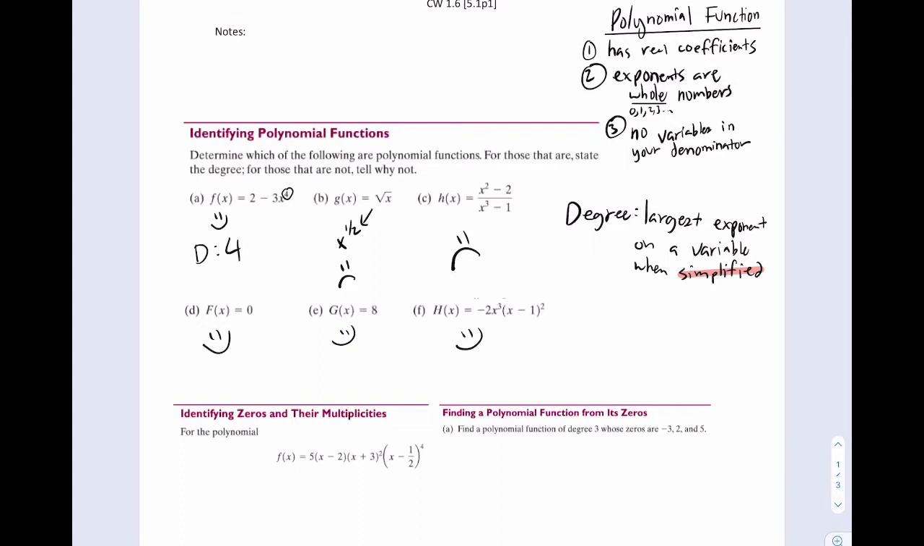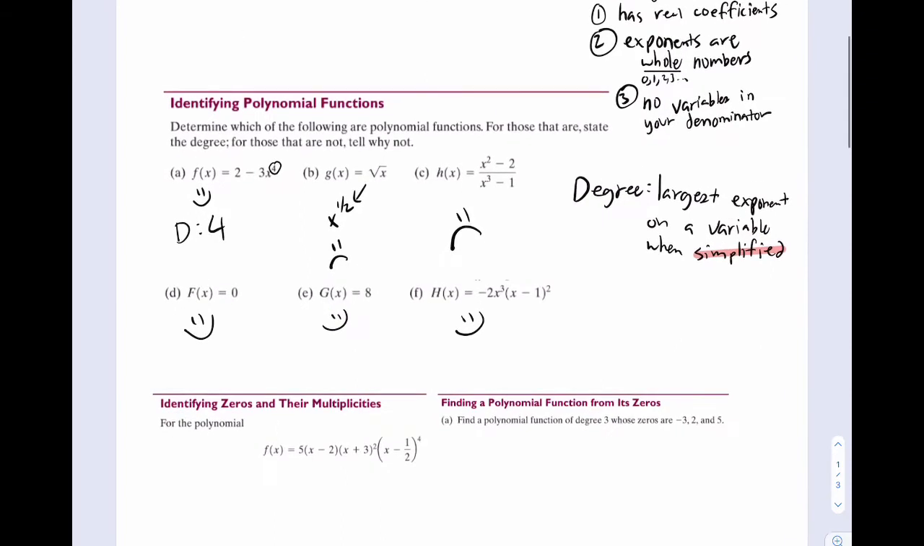B and C don't apply. If you go to D, 0 is kind of weird. 0 is kind of a special case. For this, we would say no degree. Just so you know, this is kind of weird, so I wouldn't really test you on this fact. This is just for your knowledge.